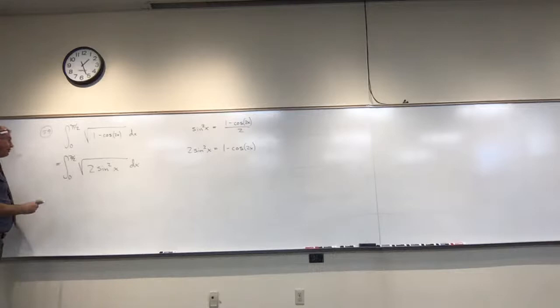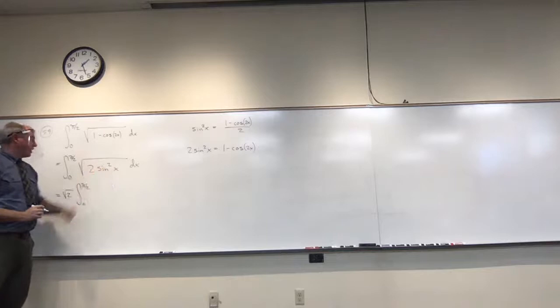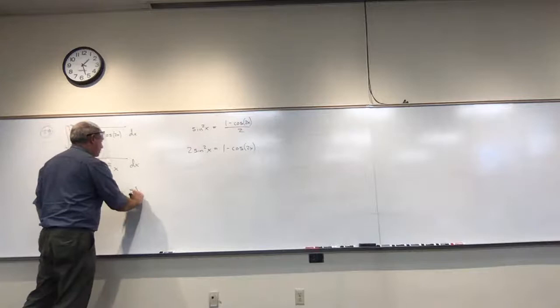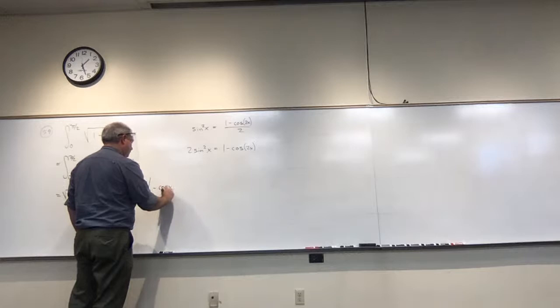And so we have the square root of 2 times the integral from 0 to pi over 2 of the square root of sine squared of x, which is just sine x, dx. Okay, so I just have the square root of 2. The antiderivative of sine of x is what? Yeah, negative cosine of x. And that's evaluated from 0 to pi over 2.